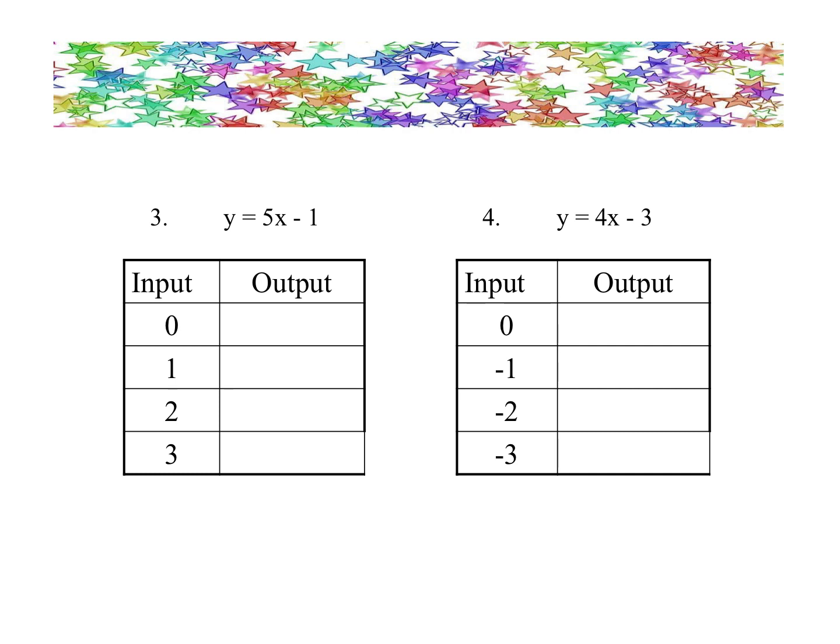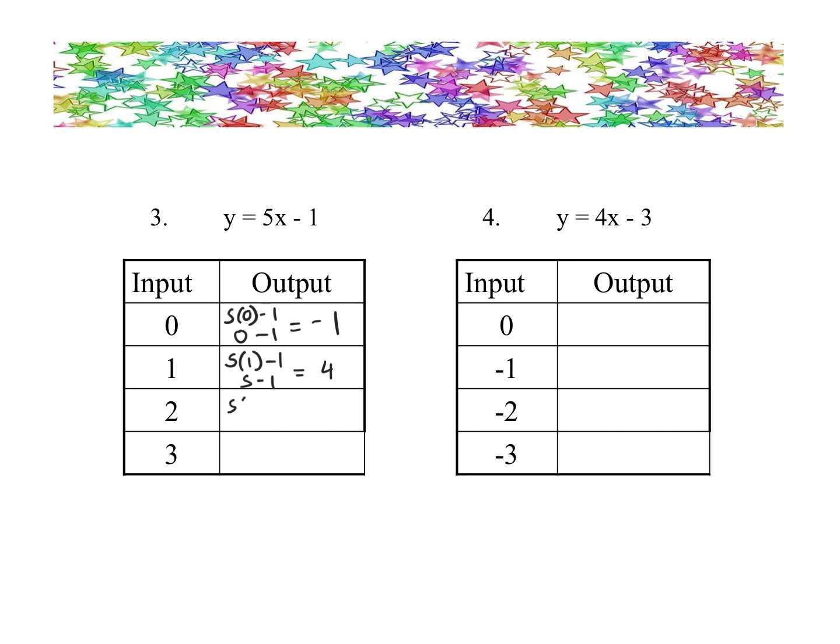All right, so for example 3, we're going to again use the input 0, 1, 2, and 3. But we're going to use a different equation. So we're going to get 5 times 0 minus 1. So it's 0 minus 1, so that equals negative 1. Then we're going to get input 1, 5 times 1 minus 1. We're going to get 5 minus 1, which equals 4.